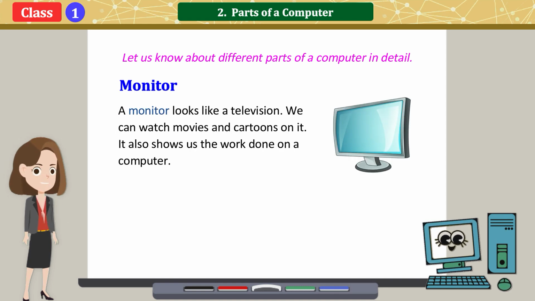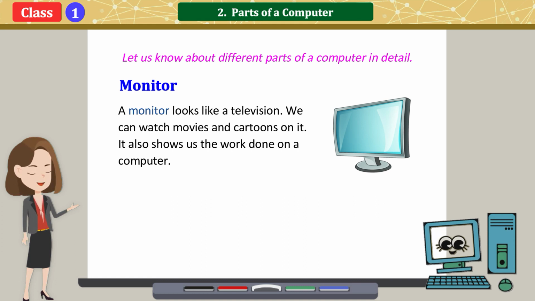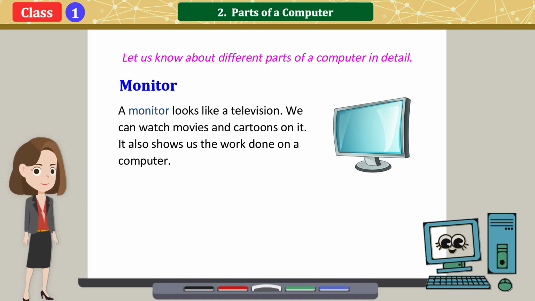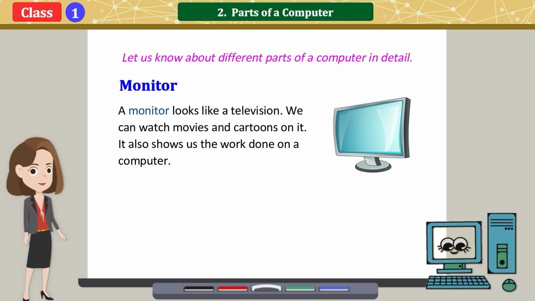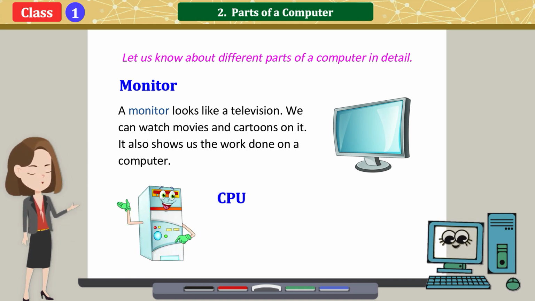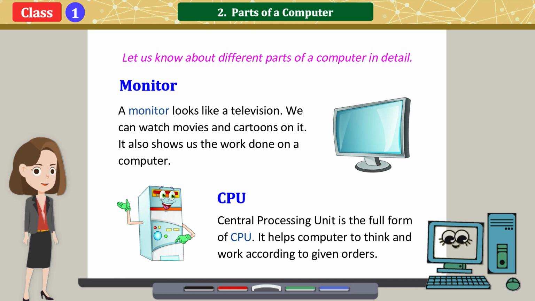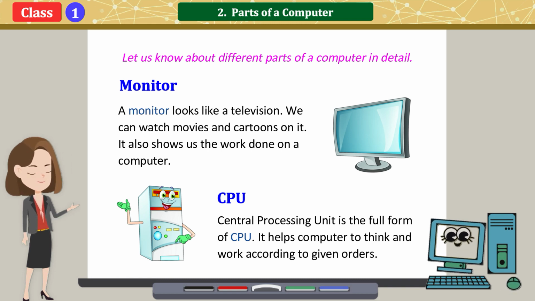Monitor. A monitor looks like a television. We can watch movies and cartoons on it. It also shows us the work done on a computer. CPU. Central Processing Unit is the full form of CPU. It helps computer to think and work according to given orders.